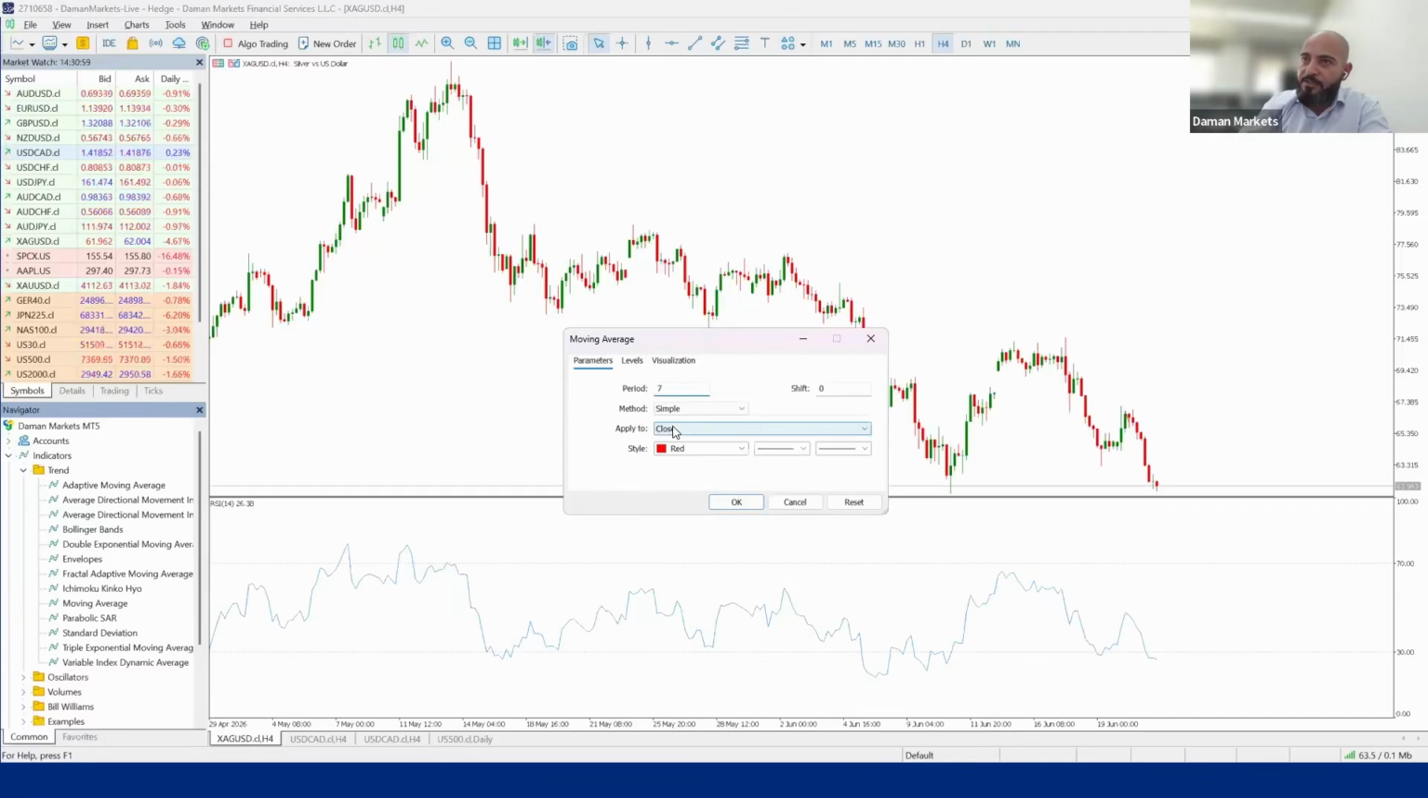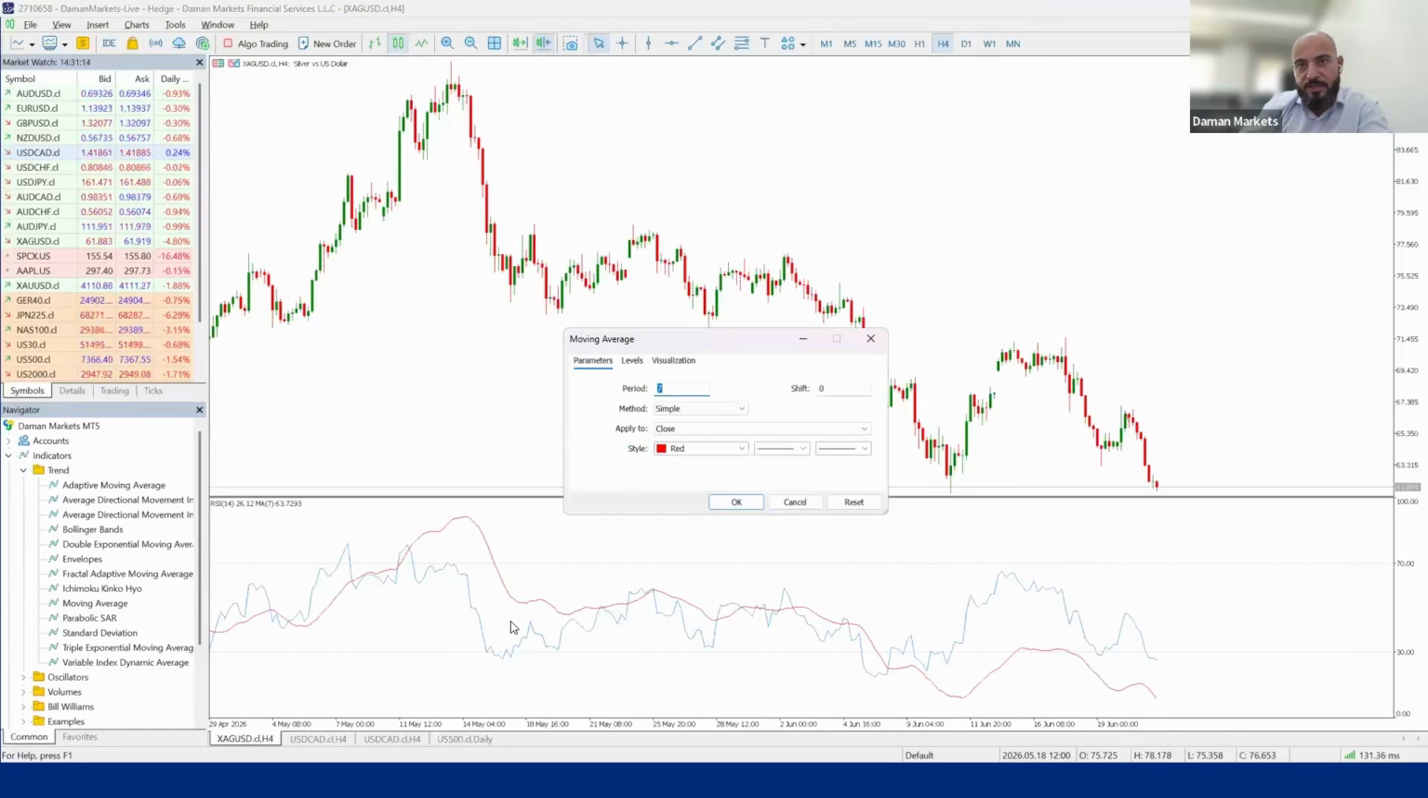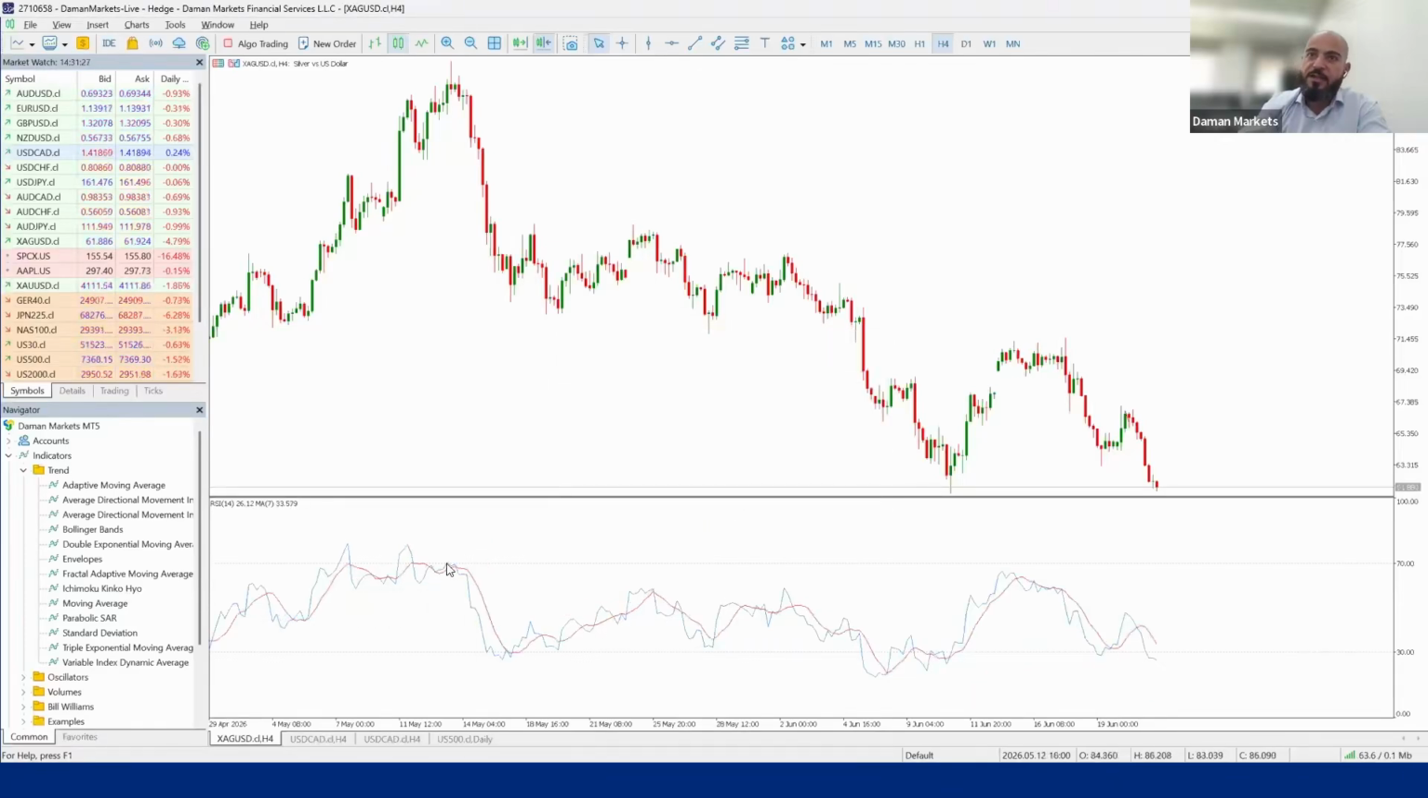Apply to, I don't apply it to close, because if I apply it to close, the indicator with the moving average will appear on top of the candles. Look, no, it appeared here. But usually it appeared on the RSI, but it is based on the price. So I want to apply it on the previous indicator's data. This is very important. Notice here how it started to reflect the average reading of the RSI, not the average reading of the price.